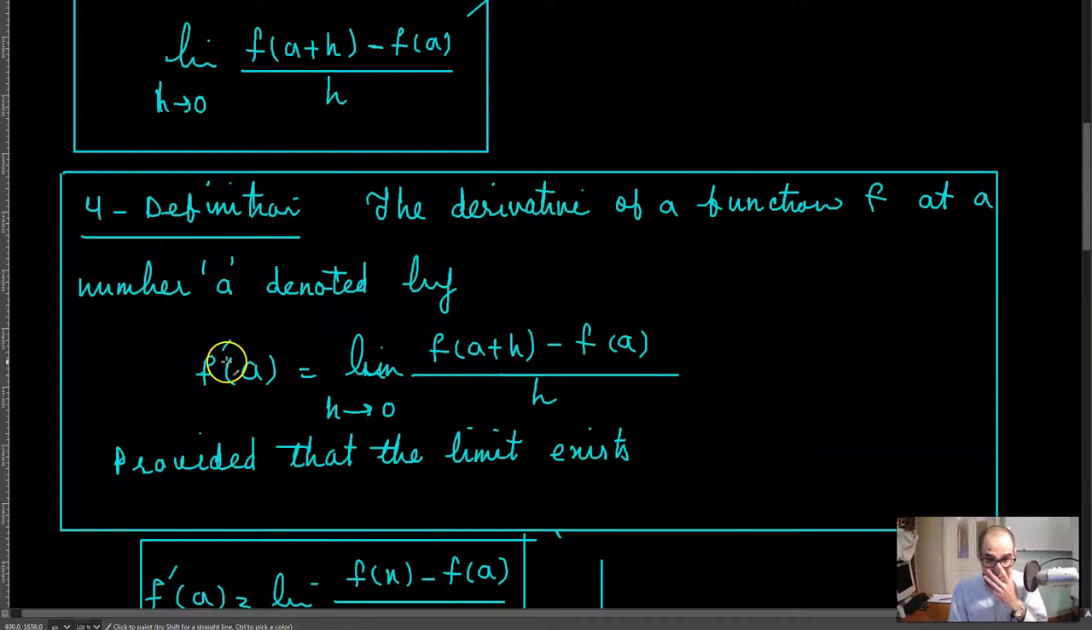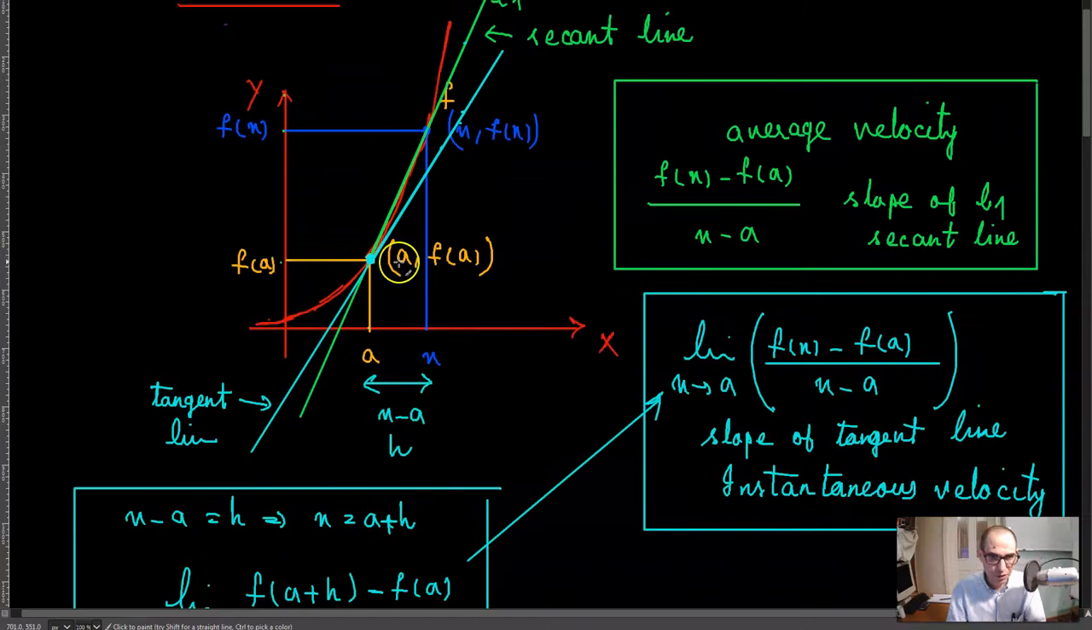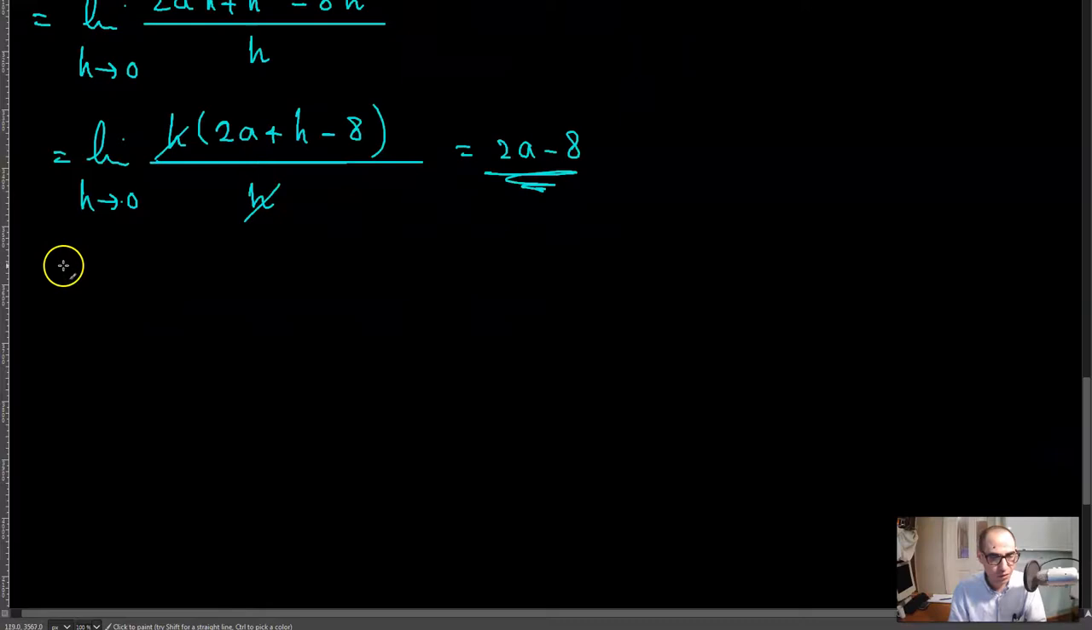So this essentially tells us that the derivative of a function f at some point a is the slope of the tangent line, the slope of the line tangent to the graph of the function at the point a, right? So I repeat this so that you can understand it without any confusion.